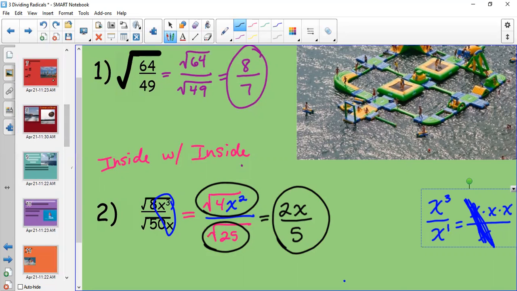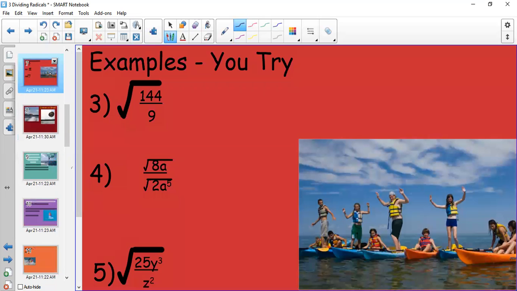Now, I know we've only done 2 examples, but go ahead and try these next 3 on your own. See how you can do. So go ahead and pause here, and we'll go through the answers together.